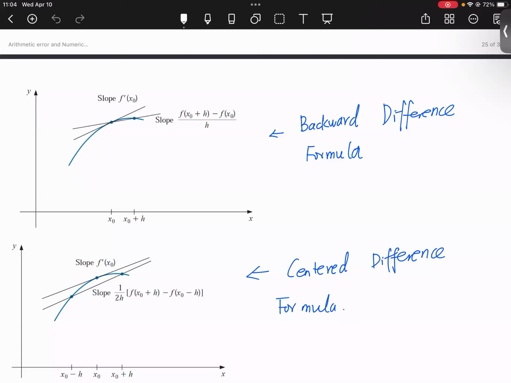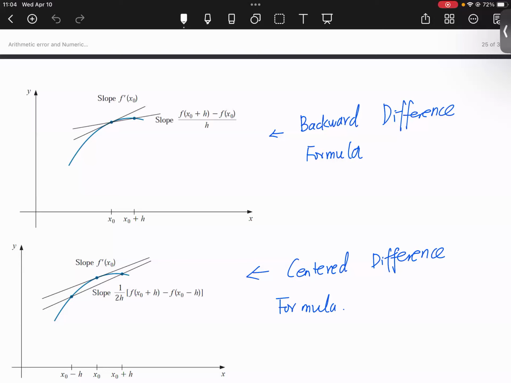For the center difference here, we are connecting the function at the point where the x value is x0 plus h, and then there's another point on this curve, the function f evaluated at the x0 minus h point. And then we connect them with a line, and the slope of this line is the value we get from the center difference formula.